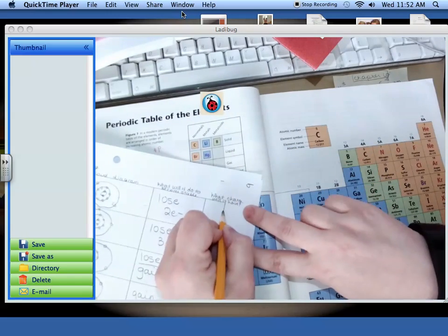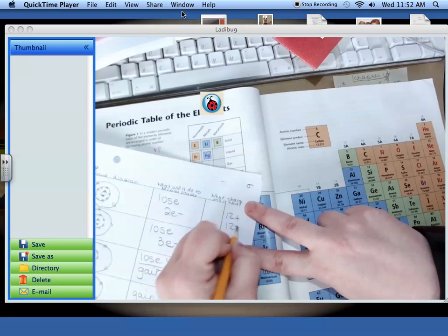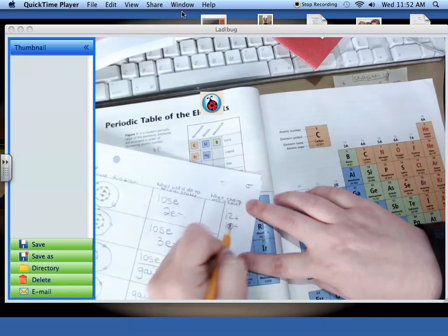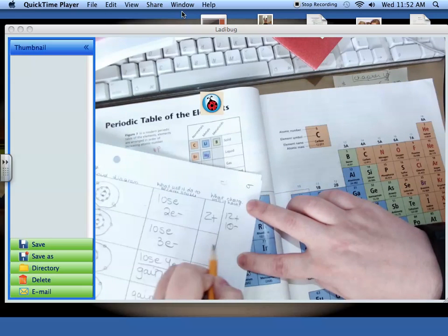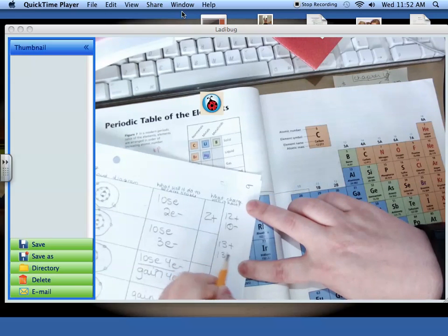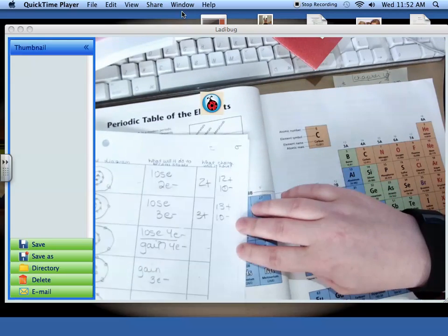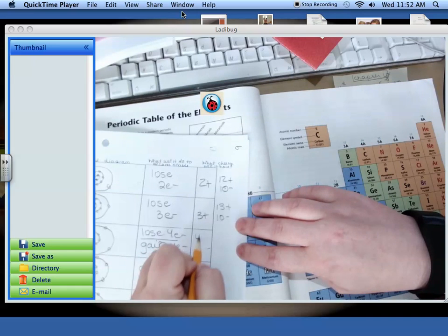So magnesium started with 12 positives and 12 negatives. According to this, we said it's going to lose 2 electrons. That'll be a 2 plus charge. Aluminum started with 13 positives and 13 negatives. According to this, it's going to lose 3 negatives, so that'll be a 3 plus charge. If silicon loses 4, it'll become 4 positive. If it gains 4, it'll become 4 negative.